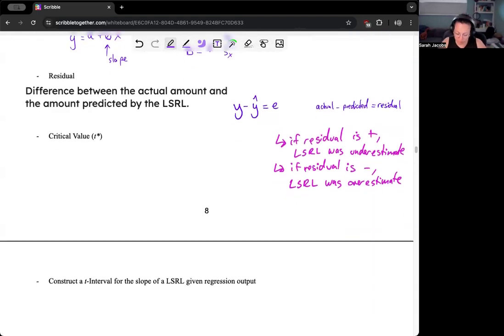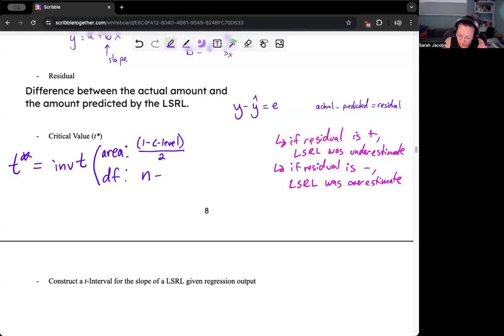Now, to find a critical value, to find the T star, if you're going to make a confidence interval, this is when you do inverse T. We're going to say T star is equal to inverse T. And then for your area, you're going to do, in parentheses, 1 minus this confidence level all over 2. And then your degrees of freedom is going to be your sample size minus 2.